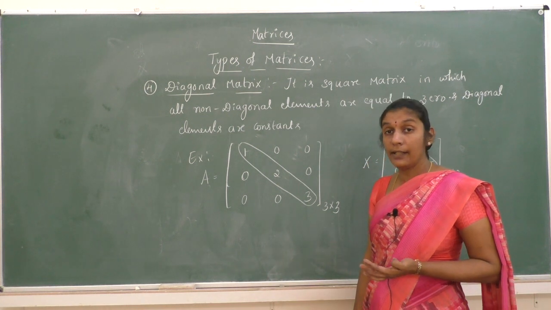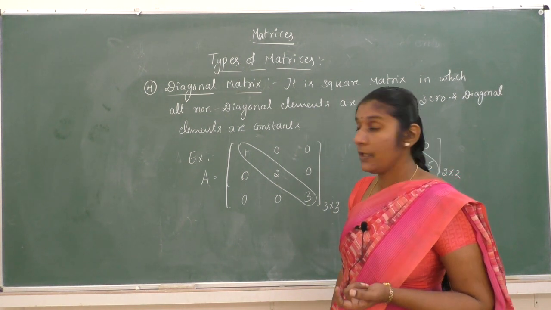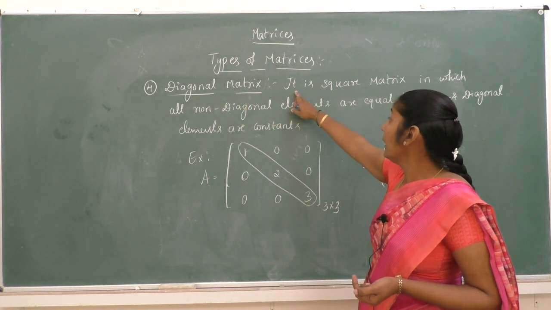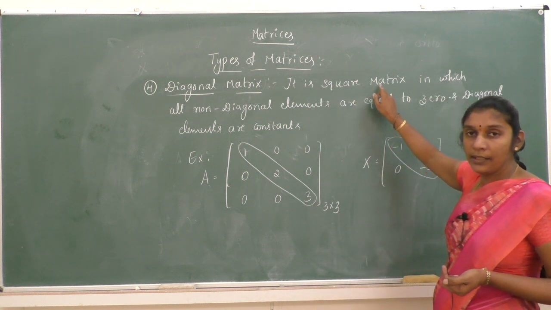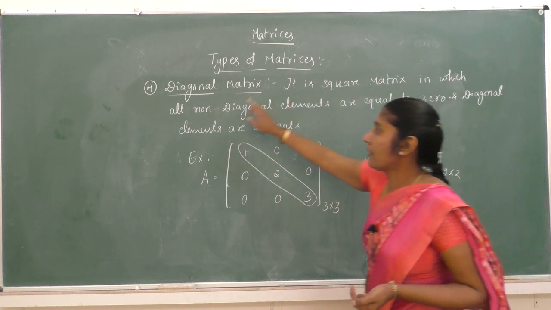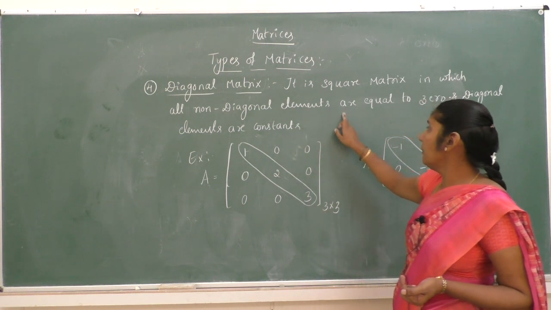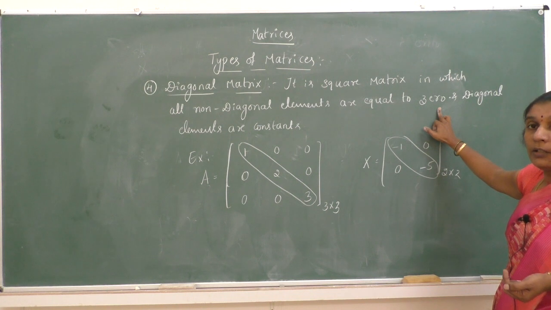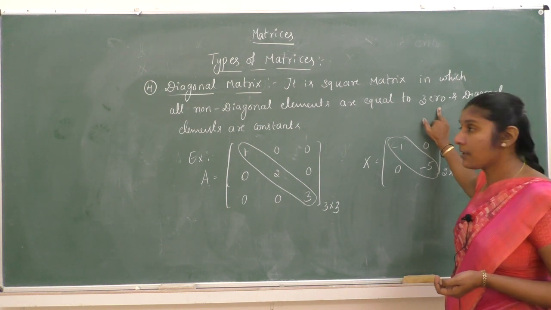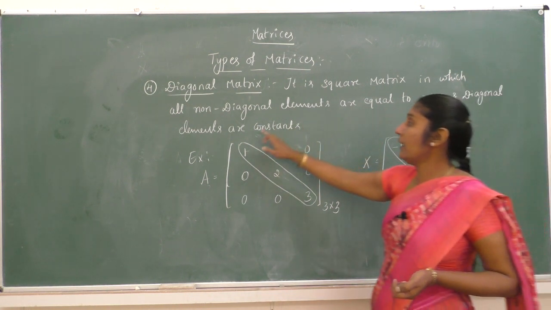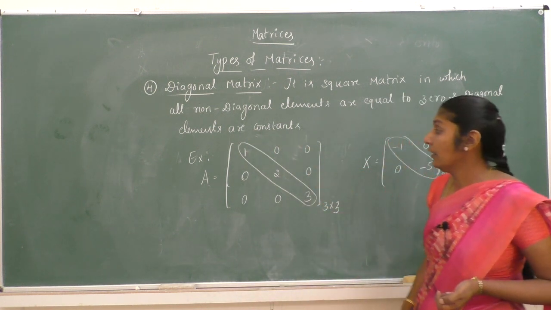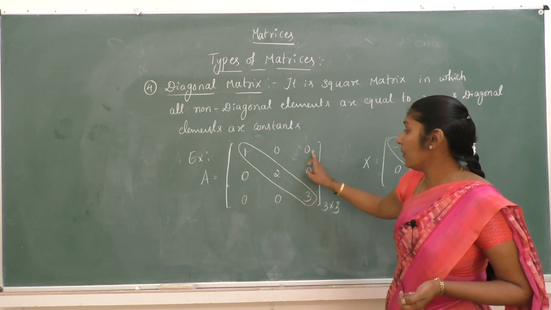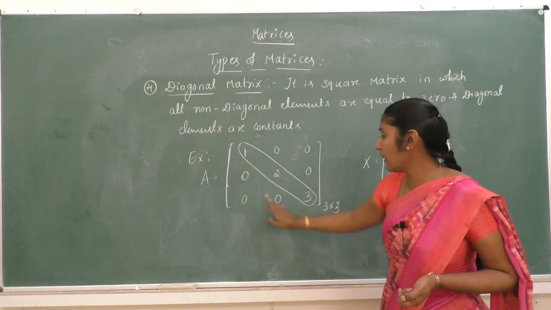What do you mean by diagonal matrix? Remember the definition. A diagonal matrix is a square matrix in which all the non-diagonal elements are equal to 0 and diagonal elements are constants. Example, capital A, 1, 0, 0, 0, 2, 0, 0, 0, 3.